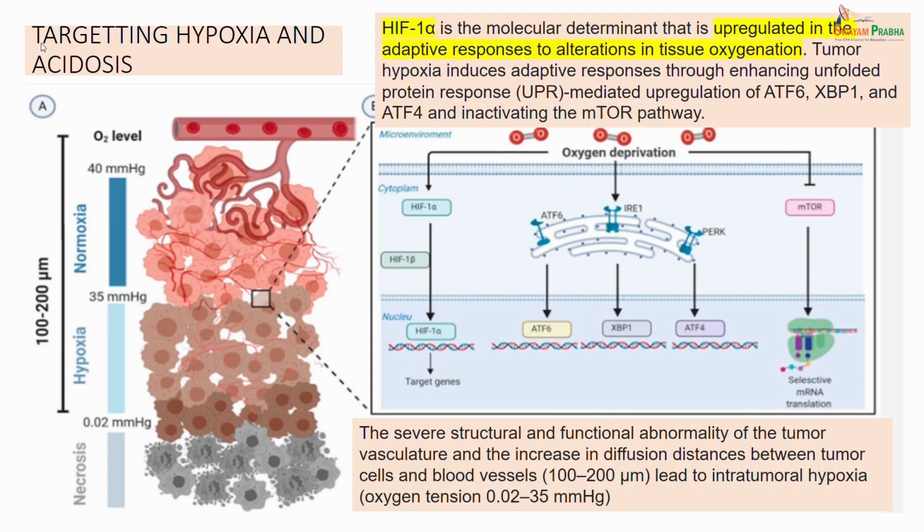Tumor hypoxia induces adaptive responses through enhancing the unfolded protein response, that is UPR, mediated upregulation of other proteins like ATF6, XBP1 and ATF4, which in turn can inactivate the mTOR pathway. We will be seeing all this in a little more detail in the subsequent slides. The severe structural and functional abnormality of the tumor vasculature and an increase in the diffusion distances between the blood vessels lead to intratumoral hypoxia. This is the message that I want everybody to understand from this slide.